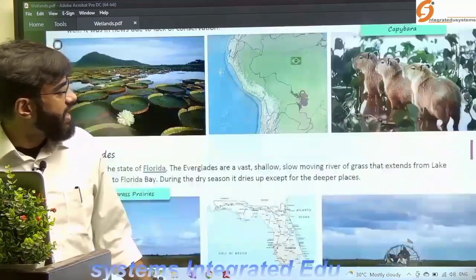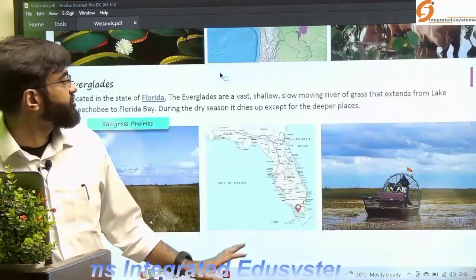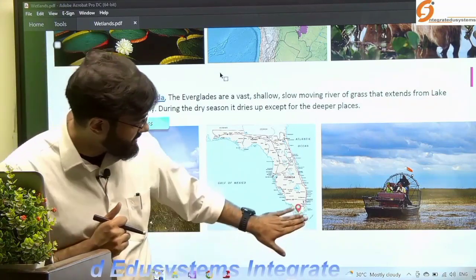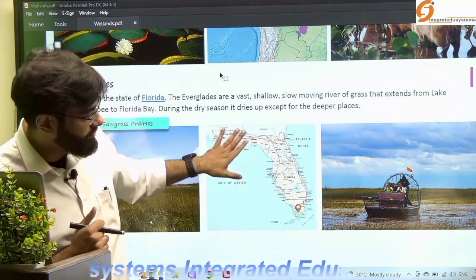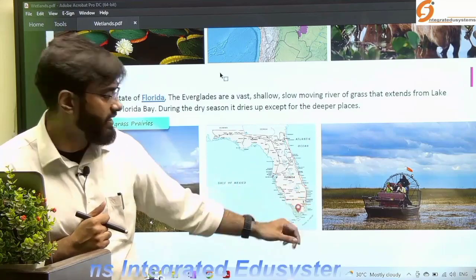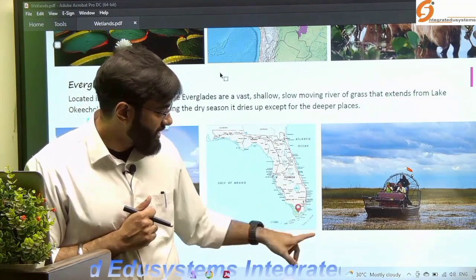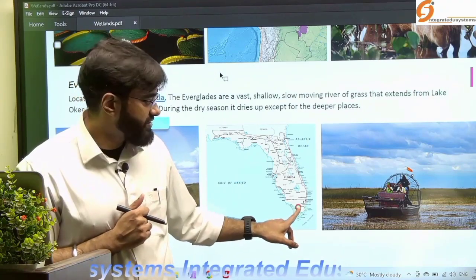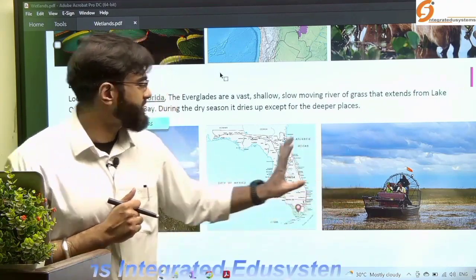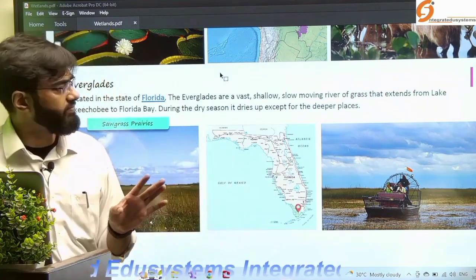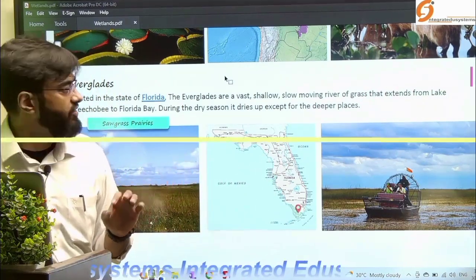Location again. One important wetland which needs to be kept in mind is the Everglades. The Everglades is in the south. This is Florida, the bottommost portion of the United States of America. The bottommost portion nearing the coast is the location of the Everglades. I have put some images again. These two or three locations of wetlands are often in the news.